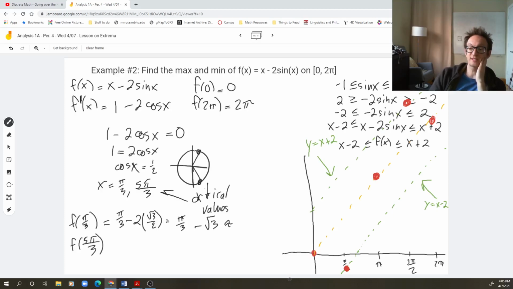Pi over 3 is approximately 1, pretty close, and root 3 is approximately 1.7. So this is 1 minus 1.7, which is about negative 0.7. That's not so bad. Okay, and what about if I plug in 5 pi over 3?